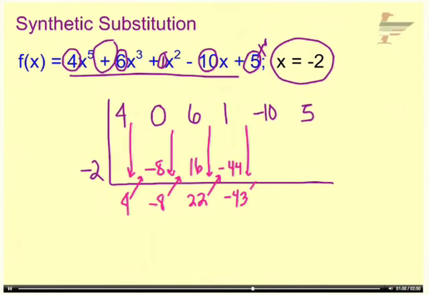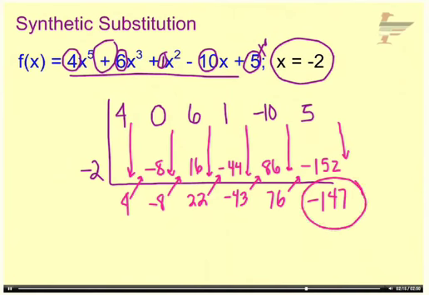Times negative 2 will be positive 86. Add down, 86 plus a negative 10 is 76. 76 times a negative 2 is going to be a negative 152. Add down, and 5 plus a negative 152 is negative 147.